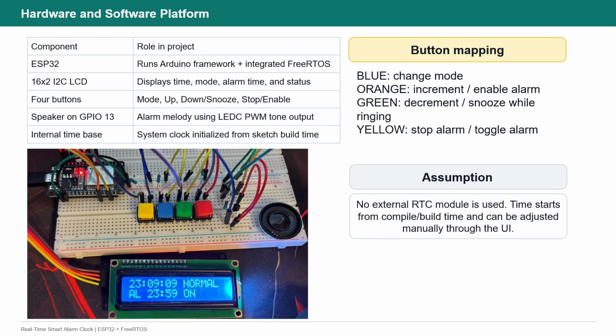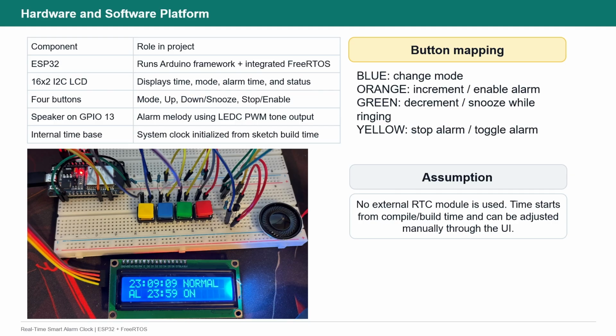The main hardware is the ESP32, which runs the Arduino framework and FreeRTOS. The project also uses a 16 by 2 I2C LCD, four push buttons, and a speaker. The buttons are mapped by color. The blue button changes modes, the orange button increments values or enables the alarm, the green button decrements values or activates snooze while ringing. The yellow button stops the alarm or toggles the alarm state.